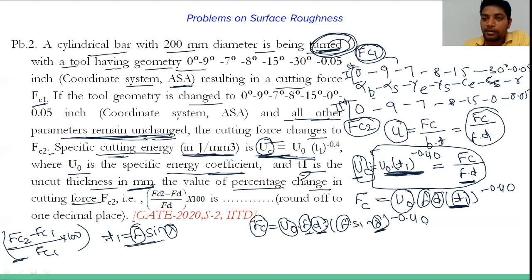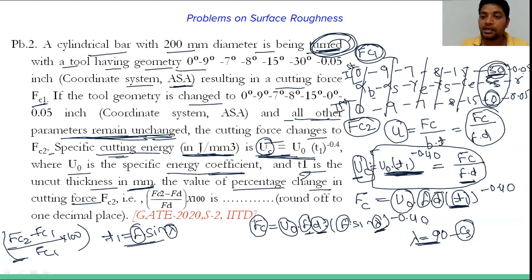So what is lambda? Lambda is 90 minus cs, so lambda will be equal to 90 minus cs. The value of cs is different in both cases. For the first tool it will be 30 degrees, and for the second tool it will be 10 degrees. So lambda 1 and lambda 2 will be different, and that will be 60 degrees and 90 degrees respectively. Apart from this cs, alpha b, alpha s, gamma e, gamma s, ce and r are all constant.